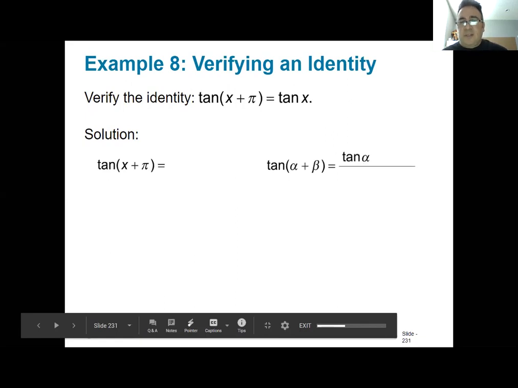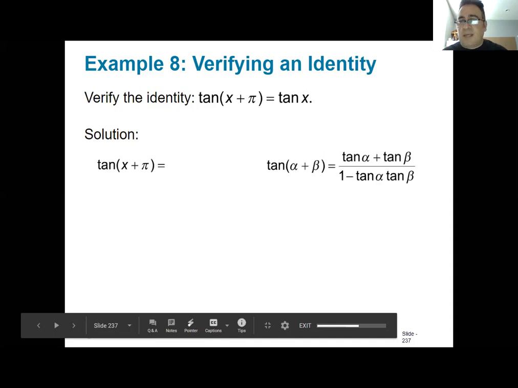Tangent of alpha plus beta is equal to, somebody help me out. What's the numerator? Tangent of alpha plus tangent of beta. Over what? What's the denominator? 1 minus tangent of alpha times tangent of beta. There you go. Good job. 1 minus tan alpha, tan beta.